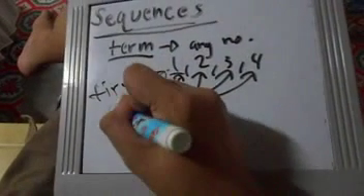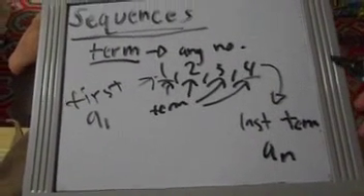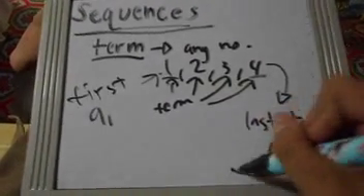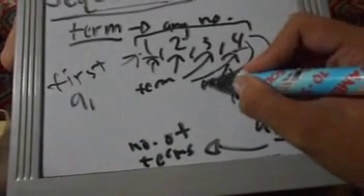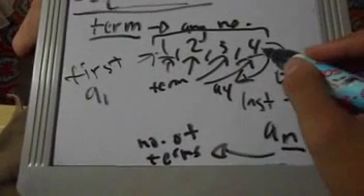And it is denoted by a sub 1. As you can also notice here, 4 is the last term of the sequence. This part of the sequence is called the last term, denoted by a sub n. The n here denotes the number of terms in a sequence. For example, in this sequence there are 4 terms. Therefore, this 4 here can also be called a sub 4, since this is the last term.